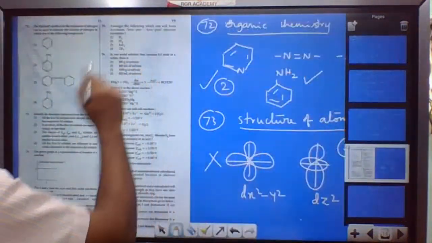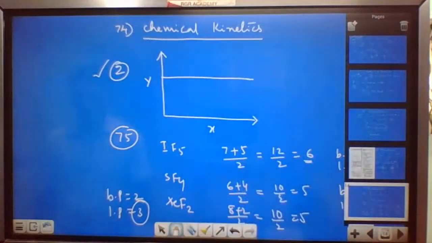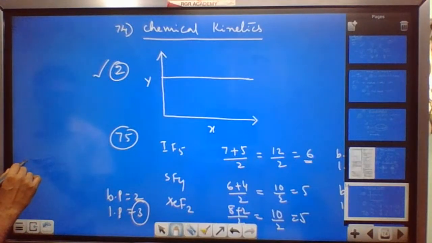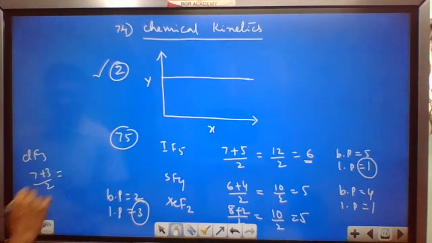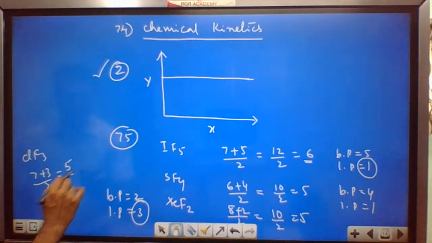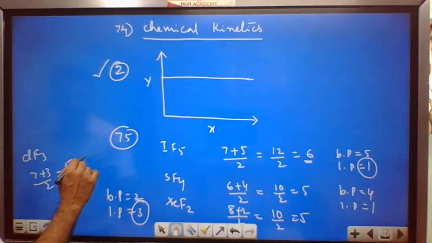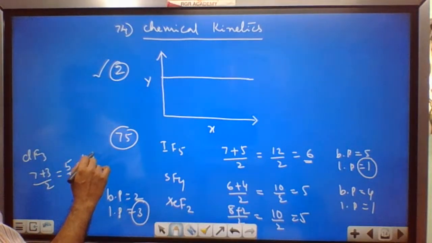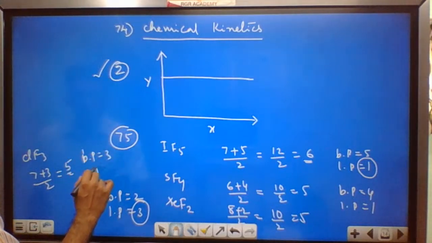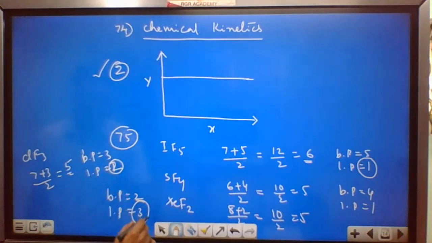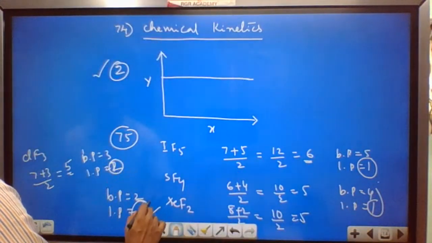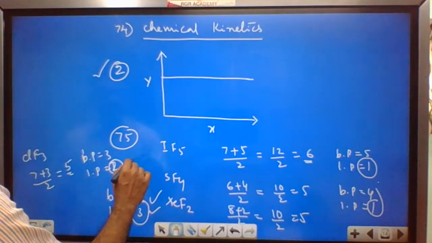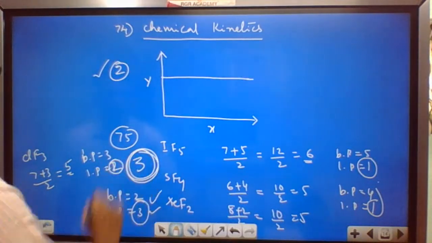Then another example they give, ClF3. Chlorine has 7 electrons, 7 plus 3 divided by 2, 10. 10 by 2 is 5. It has 3 bond pairs, lone pairs 2. So it has maximum repulsion. So option 3 is the right one for 75.